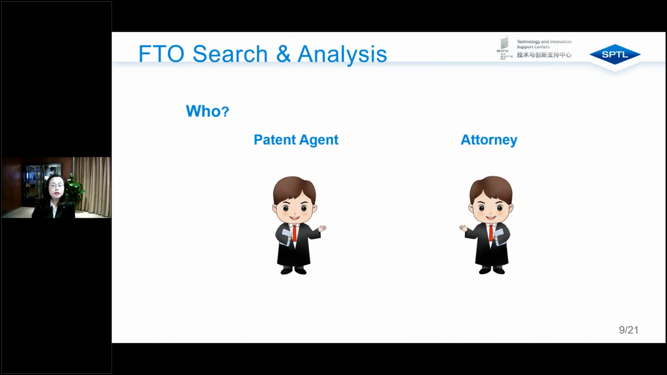Then, how to get a qualified FTO report in China? First, find the right person to do the analysis. In China, patent agents are divided into general patent agents and patent agents with litigation qualification. Attorneys are divided into attorneys with patent agent qualification and other general attorneys. We recommend a patent agent with litigation experience or an attorney with patent agent qualification to do the FTO analysis.